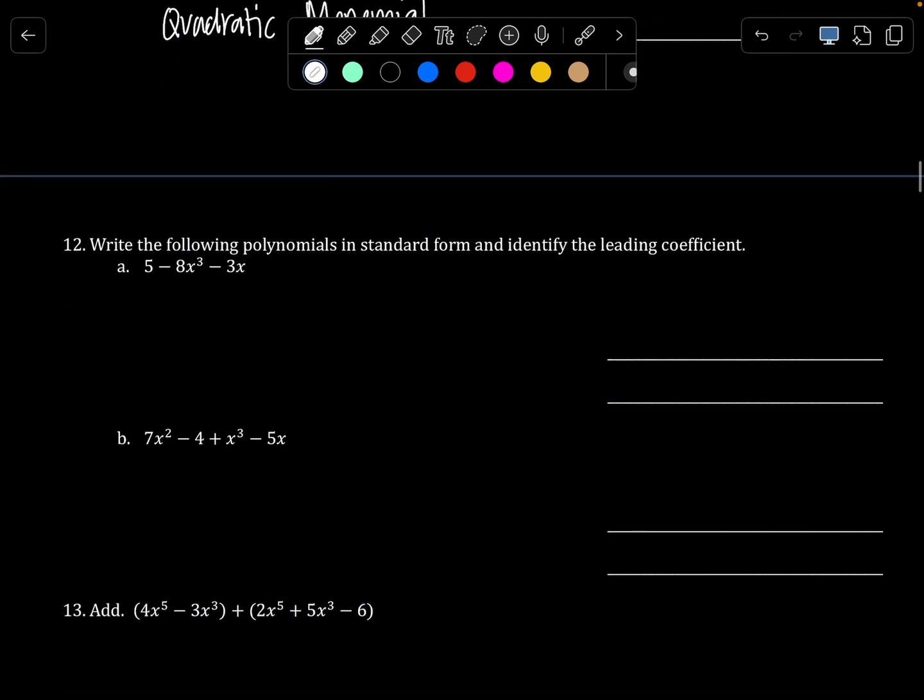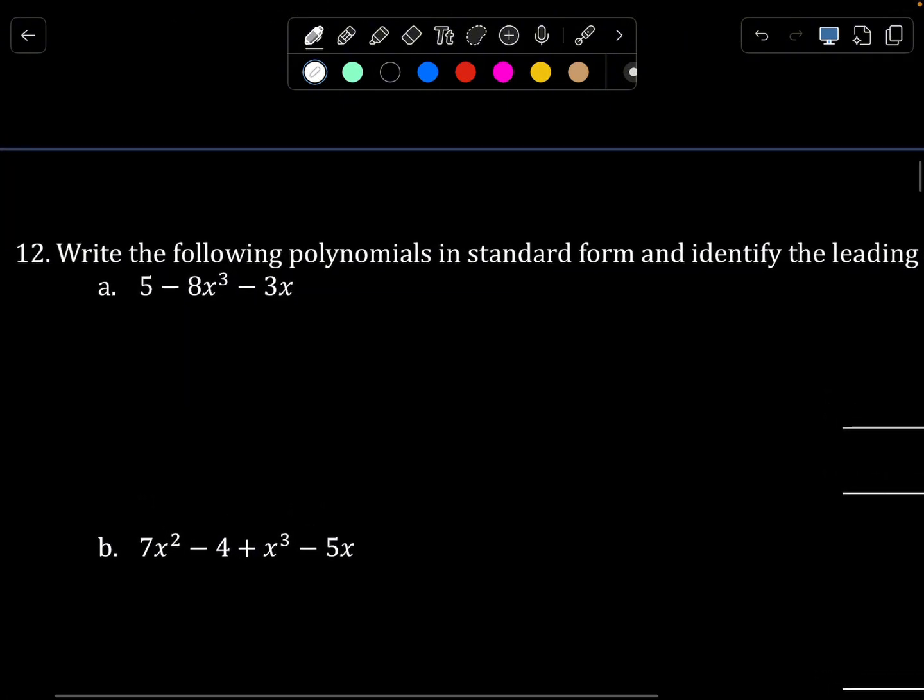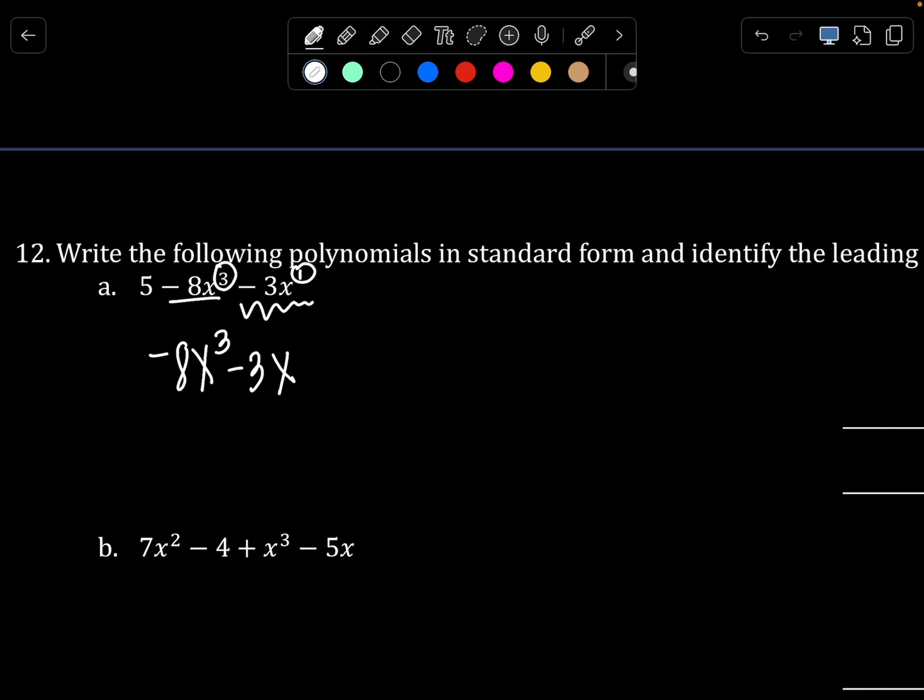All right, now we're working with number 12. Write the following polynomials in standard form and identify the leading coefficient. Okay, first of all, standard form, you got to look at the exponents. You go from largest exponent to smallest. There's an invisible 1 here because there's only one x. So start with the largest, negative 8x cubed, right here. Minus 3x, right there. And then plus 5. Boom. What is your leading coefficient? Your leader number is negative 8.